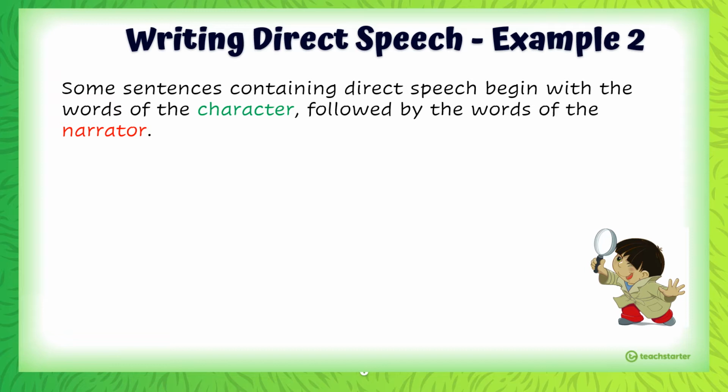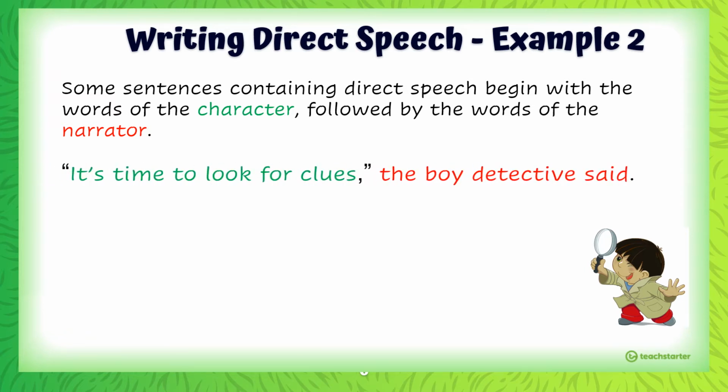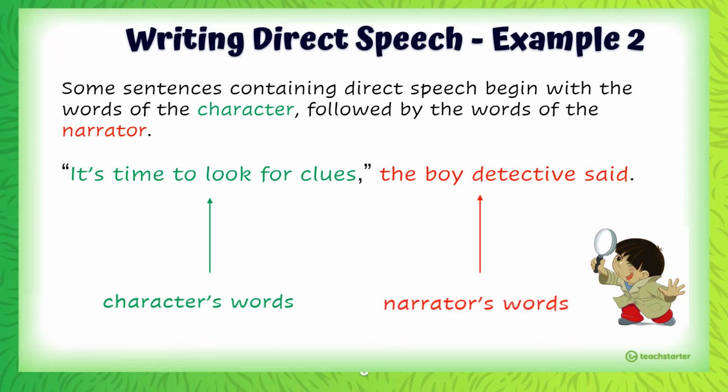Sometimes sentences containing direct speech begin with the words from the character, followed by the words of the narrator. "It's time to look for clues," the boy detective said. This time we've got what the character said first, and then the narrator's telling us who said it.